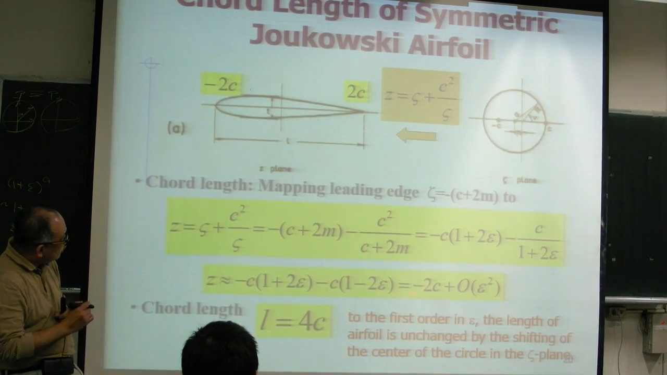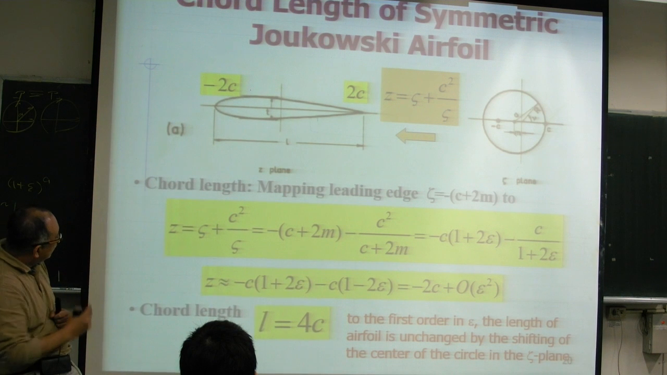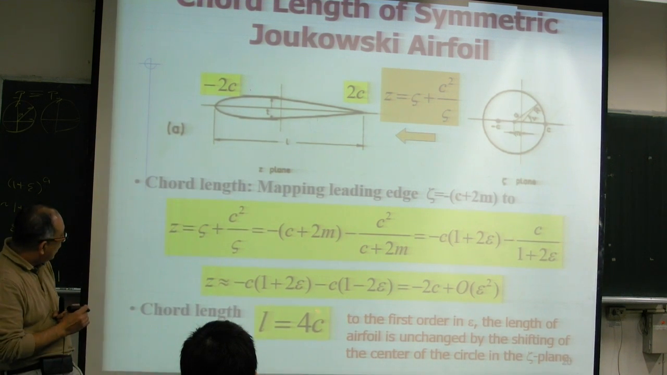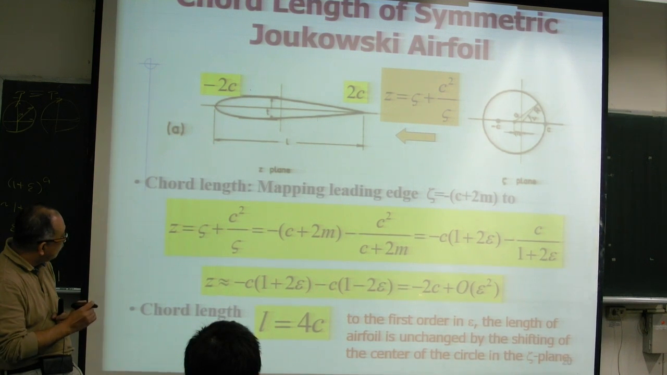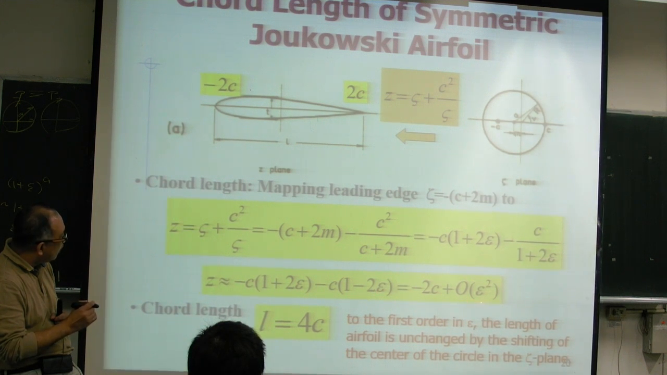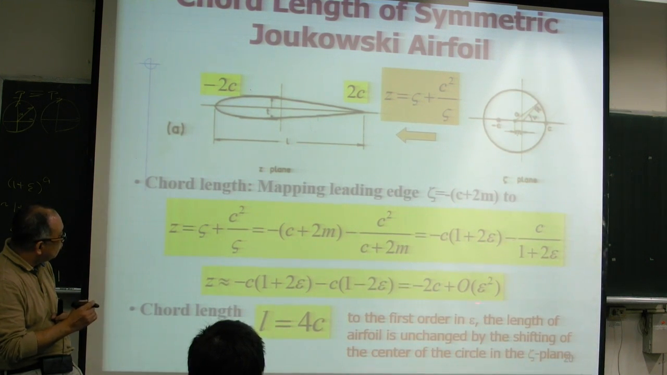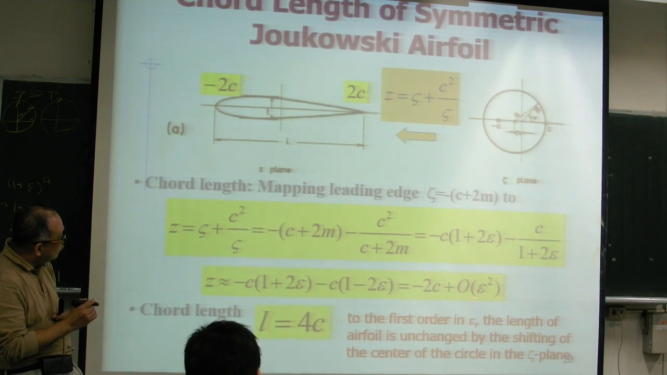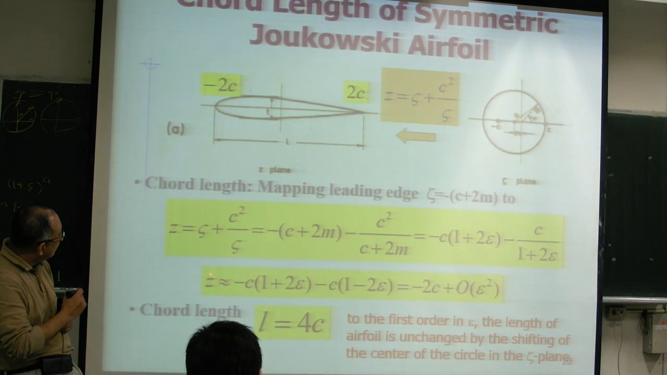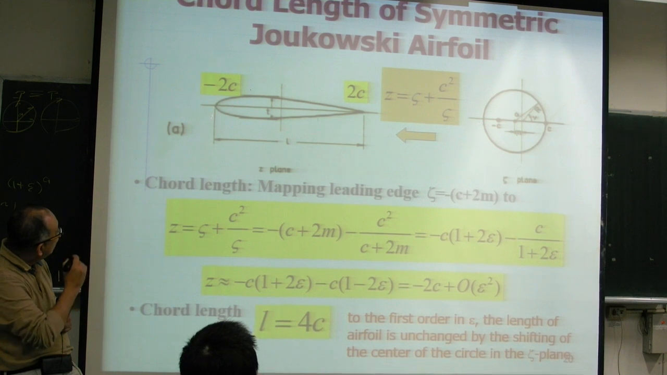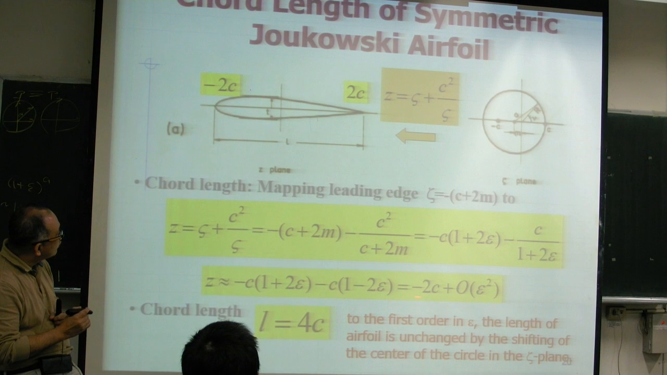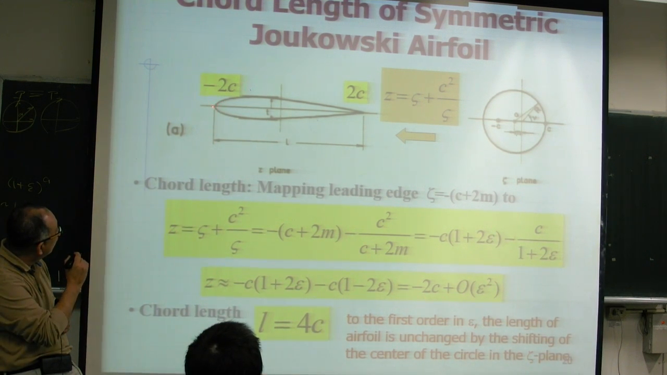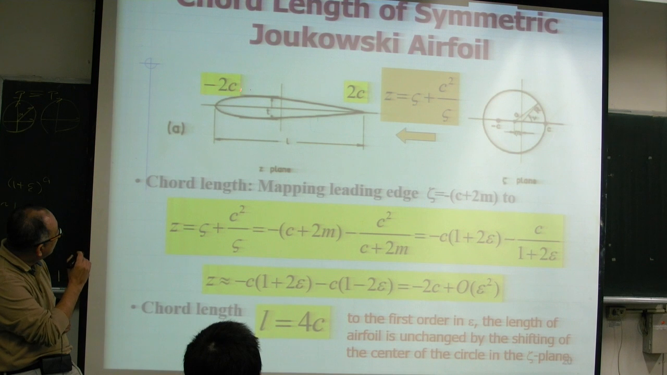So from here to here we apply this approximation. And the C, this is minus C, this is minus C, gives you the minus 2C, and this is epsilon. Epsilon is a very small number, so this term will be very small. So when epsilon is very small, the location at this point will give you minus 2c. The location for the leading edge is minus 2c.